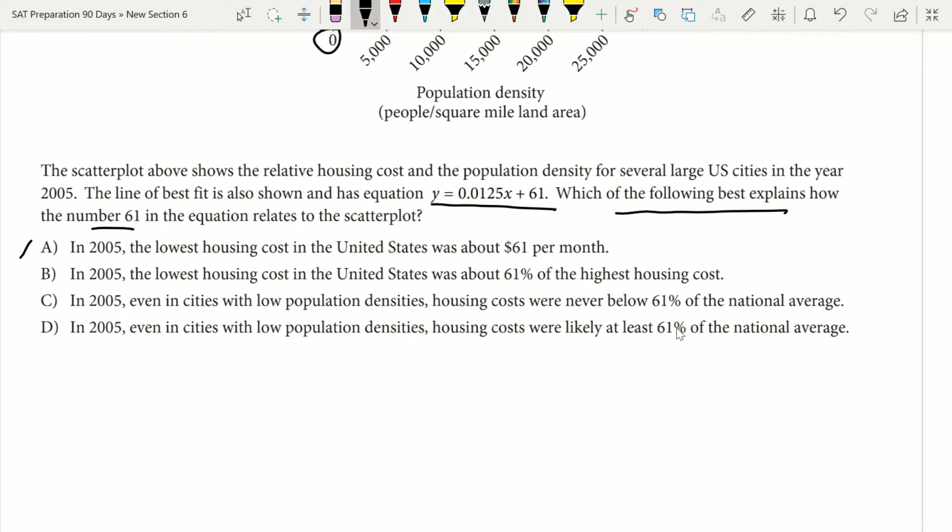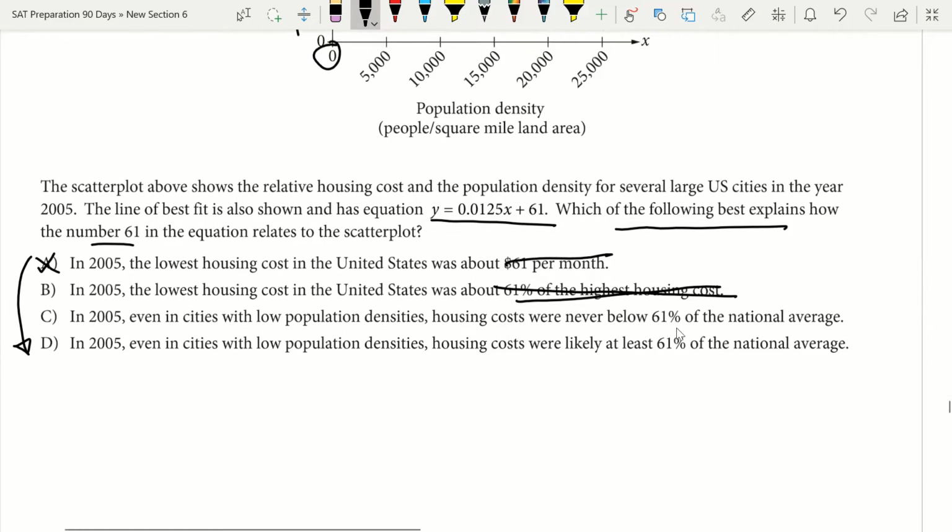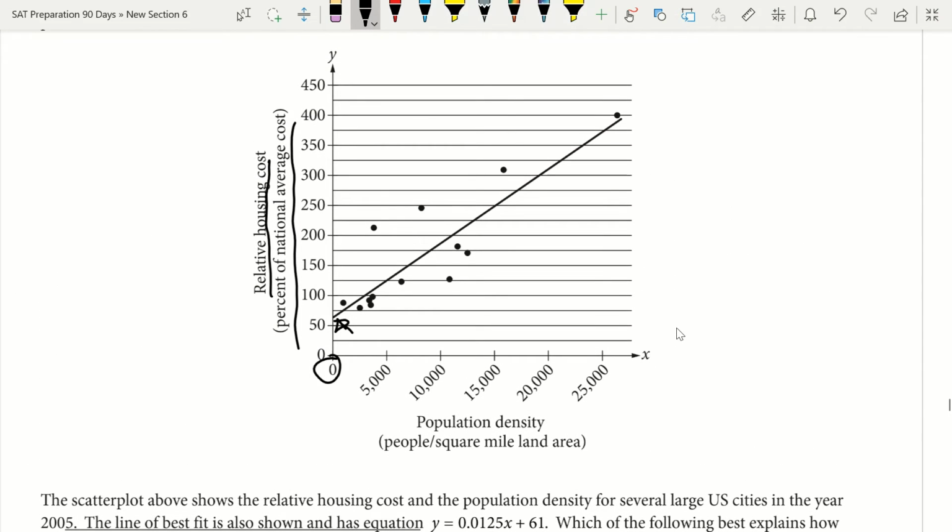So let's go ahead and run through A through D, see what our options are. Option A, in 2005, the lowest housing cost was about $61 per month. No, that 61 is talking about the percentage of the national average. So not per month, that's incorrect. B, in 2005, the lowest housing cost in the United States was 61% of the highest. No. Once again, this is an average of the housing cost as a percent of the national average.